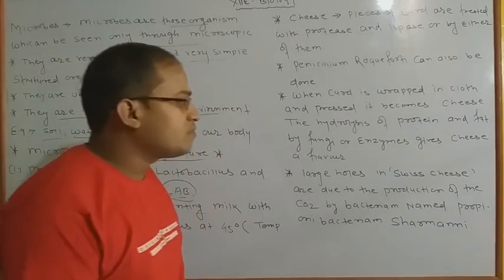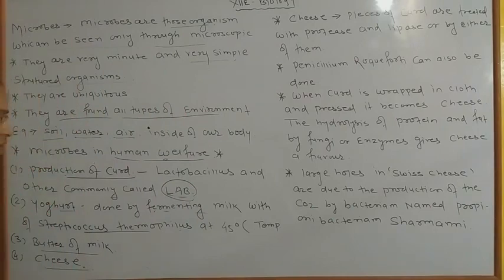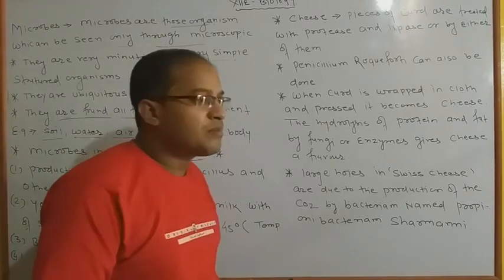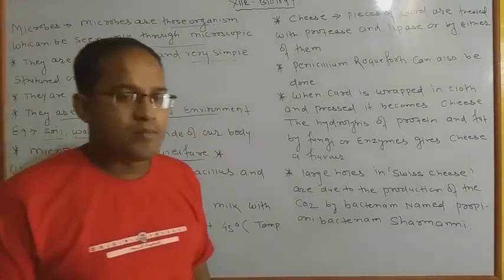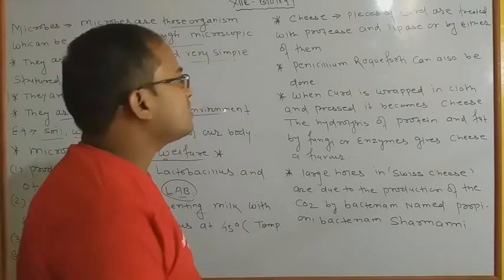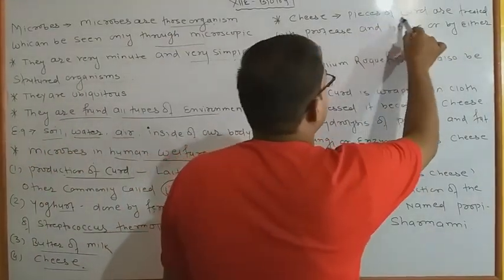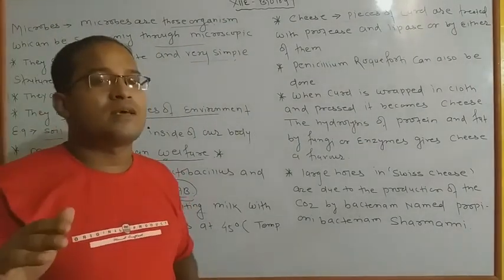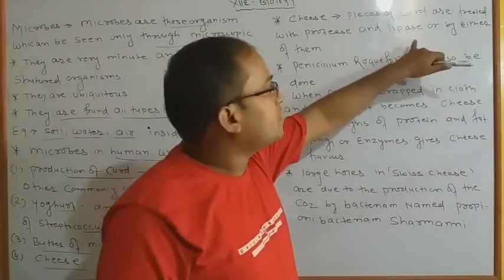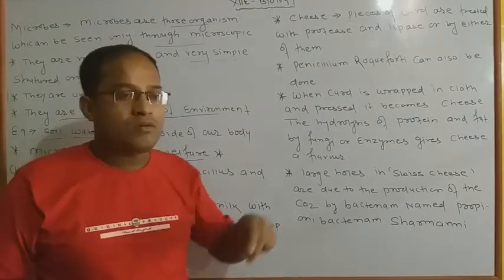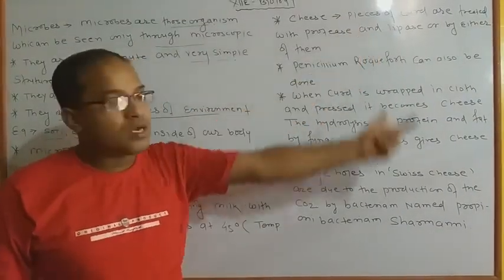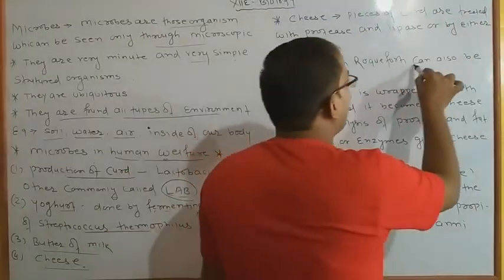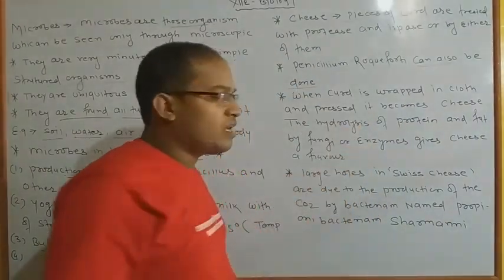Now coming to the most important point, cheese is produced on a large scale all over the world. But how can cheese be produced by using microbes? Generally, pieces of curd are treated with protease and lipase, two important types of enzymes. Either protease or lipase, or both of them, are used to treat the curd. After that, Penicillium roqueforti can also be used, and it plays an important role.